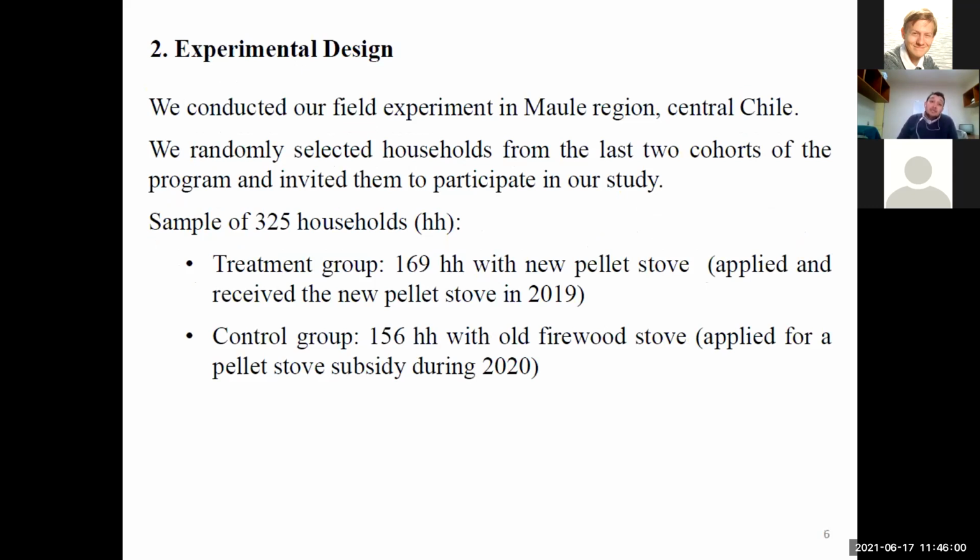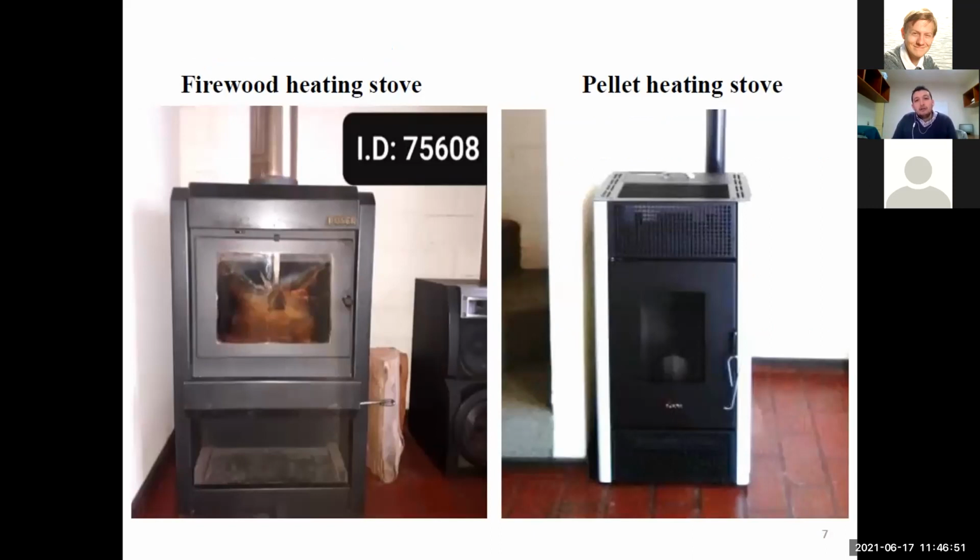So last year, we conducted a field experiment where we randomly selected households that had the new pellet stove technology, households that got this technology in 2018, 2 years before, and a control group, a group of households that were applying for this new program. We selected this control group randomly, but we also considered the same characteristics as the treatment group in order to balance these subsamples. That's a picture of these two kinds of technologies. On the left side is an example of a firewood heating stove for the control group, and on the right the pellet heating stove that the subsidy offered.